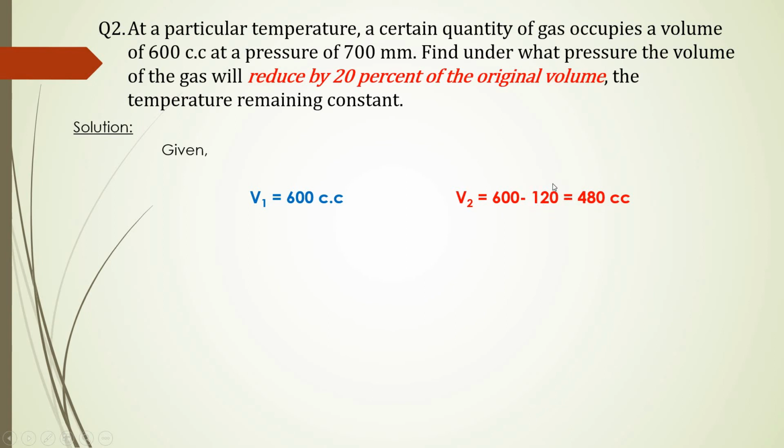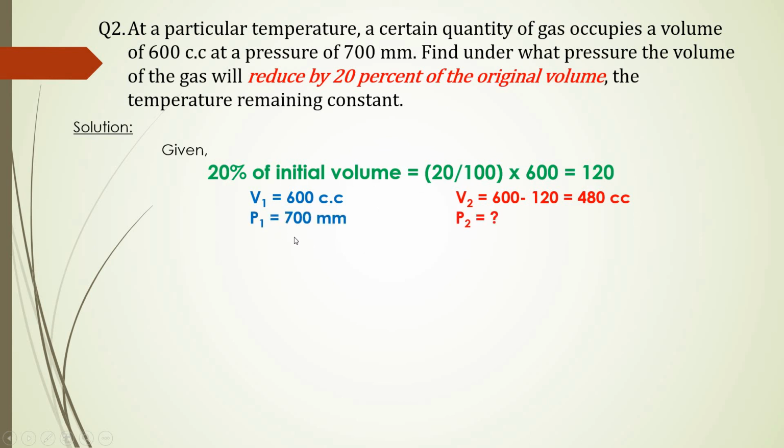So how do we get this 120? 20% of initial volume is 120. So 20%. How do you find out 20%? 20 divided by 100 into initial, original volume means initial volume, which is 600. So when we solve this, we get 120. So 20% of the original volume comes to 120. So the final volume has been reduced by 20%. So 600 minus 120 will give us 480 cc. So these are the conditions of volume.